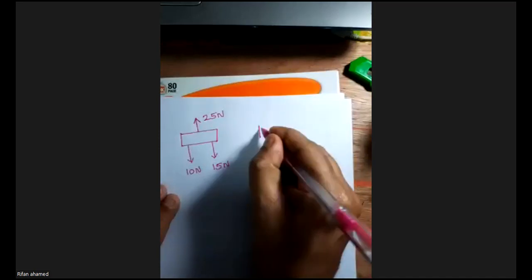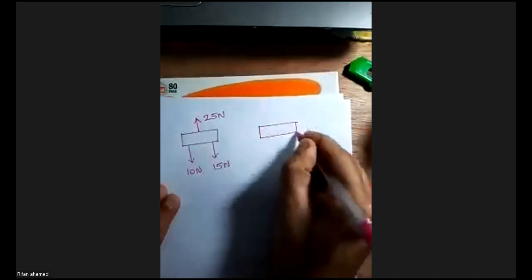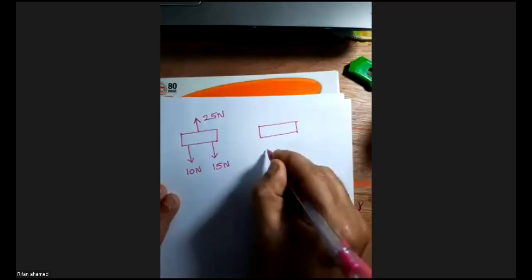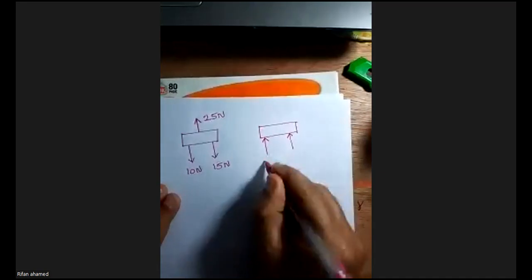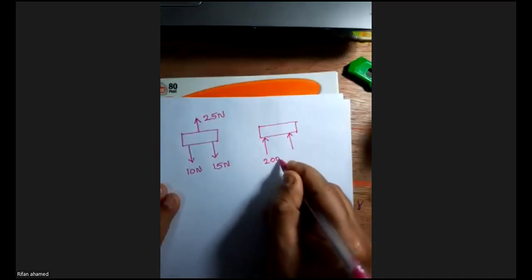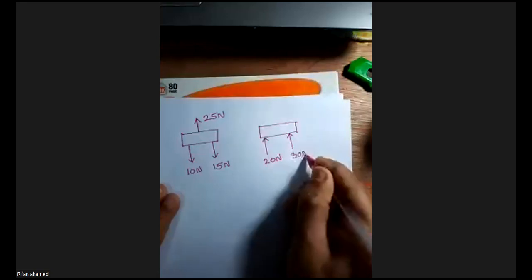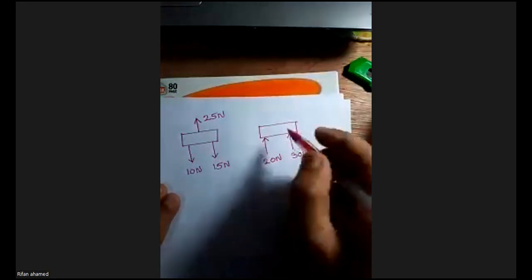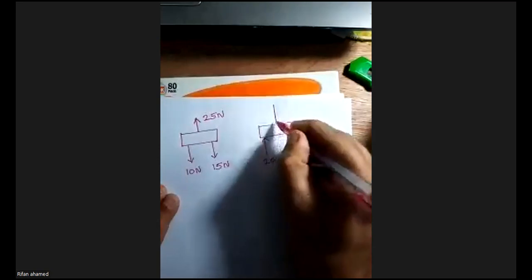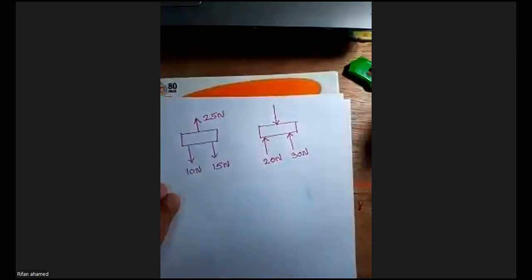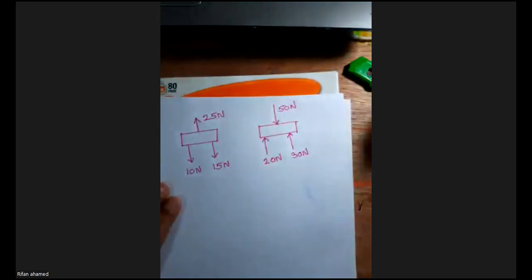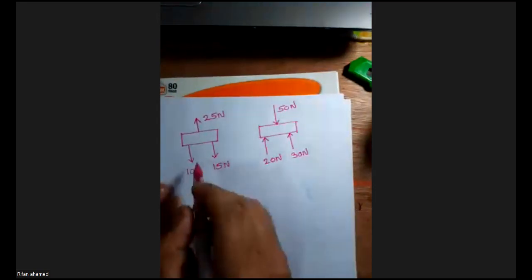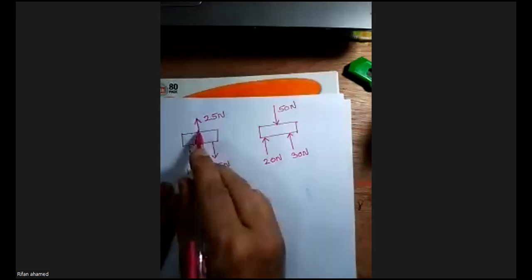Suppose the two forces are working this way, say this is 20 Newton and this is 30 Newton. The third force, how should it come? In the downward, opposite direction, and its value should be 50 Newton. Clear? Right? So the total of these two should be equal to this.